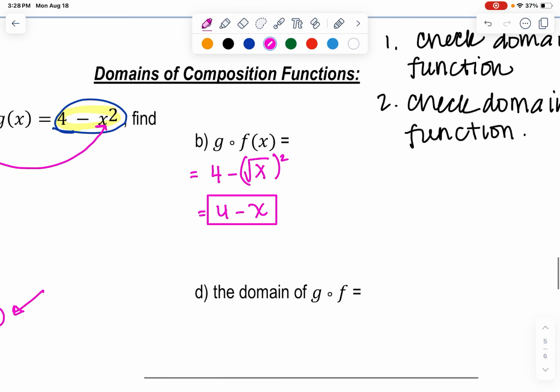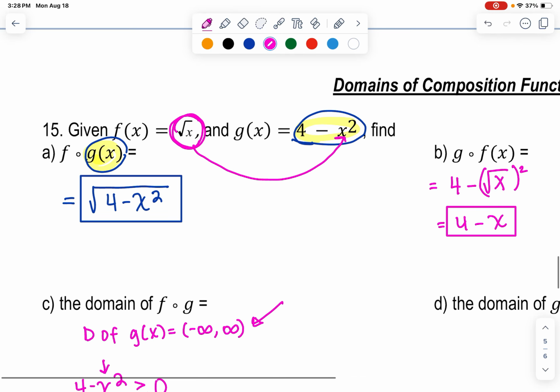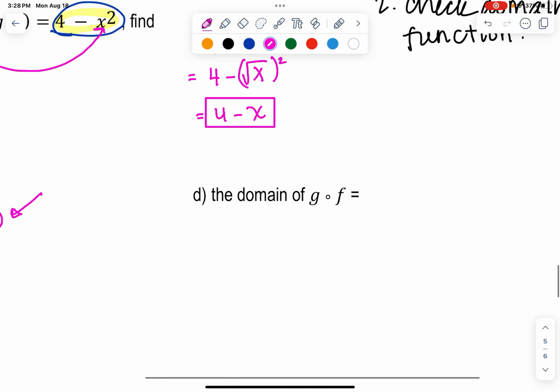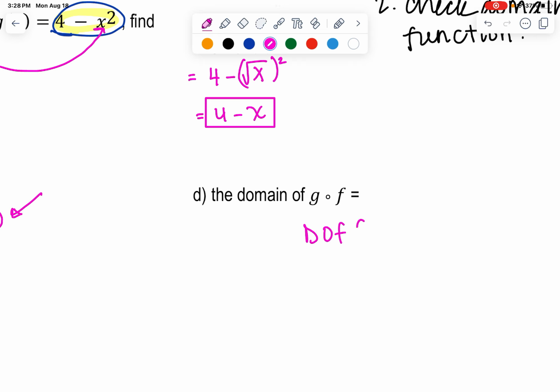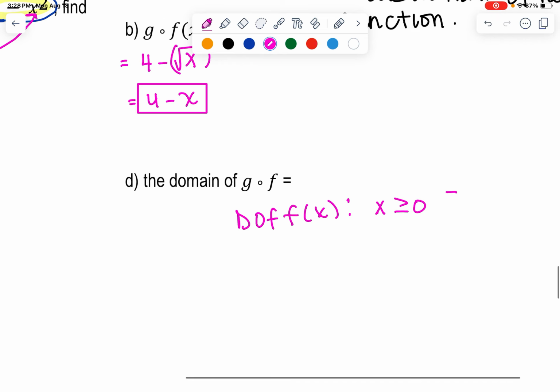So we're going to look at the inside function first, which is f. This does have restrictions, right? f does have restrictions. You can't take the square root of negative numbers. So for the domain of f of x, x has to be greater than or equal to 0. So in other words, 0 to infinity, all right?